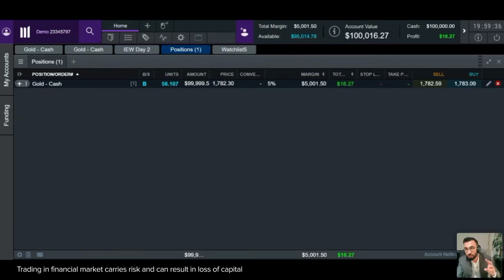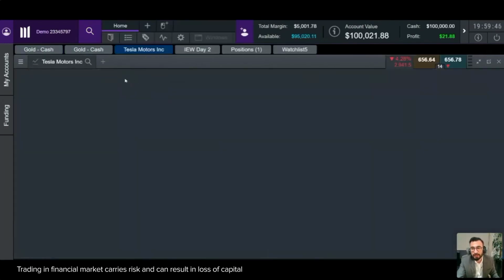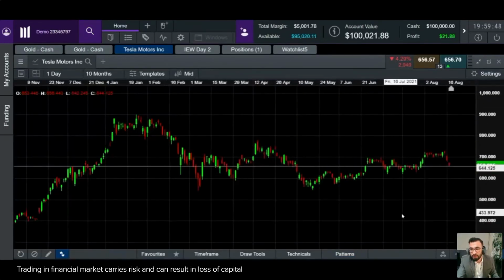Now, let me give you a short selling transaction. I'm going to take Tesla. I can search it from here, or go to my watch list, whichever is easier. This is Tesla. I click, a chart opens. When a chart opens, to open the order ticket, I have to click on the live prices.